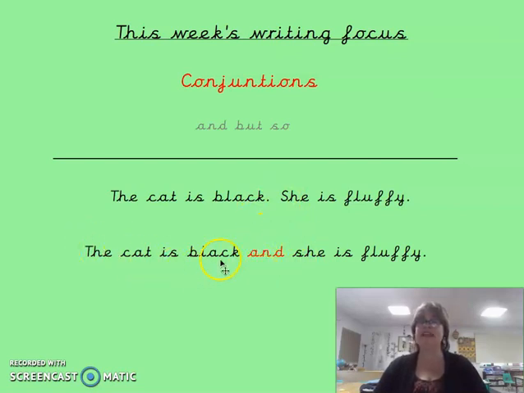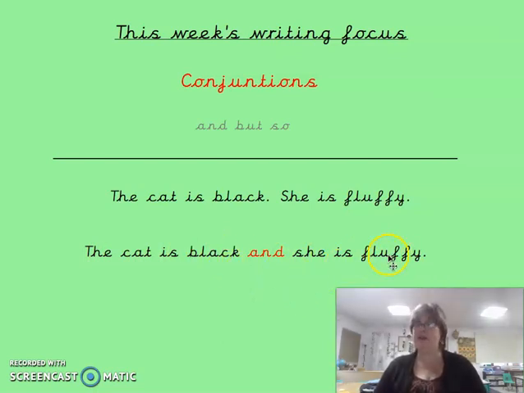So it says the cat is black and she is fluffy. Now, if I'd said the cat is black, but she is fluffy, that wouldn't have made any sense, would it? Why would that be a but? And if I said the cat is black, so she is fluffy, that doesn't make any sense either. She doesn't have to be fluffy because she's black. So the only one of these conjunctions that really works in this sentence is the cat is black and she is fluffy. You're telling me 2 individual things about the cat.